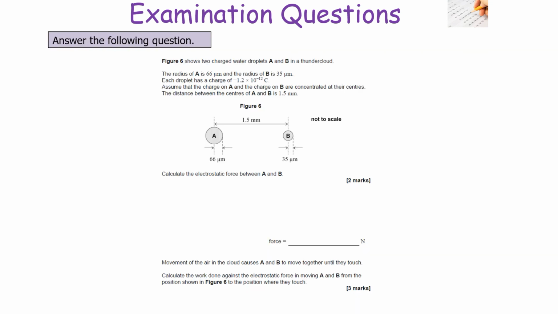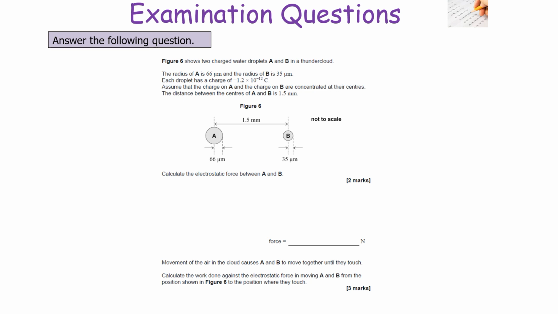The next question says, figure 6 shows two charged water droplets A and B in a thundercloud. The radius of A is 66 micrometers and the radius of B is 35 micrometers. Each droplet has a charge of minus 1.2 times 10 to the minus 12 coulombs. Assume that the charge on A and the charge on B are concentrated at their centers. The distance between the centers of A and B is 1.5 millimeters.